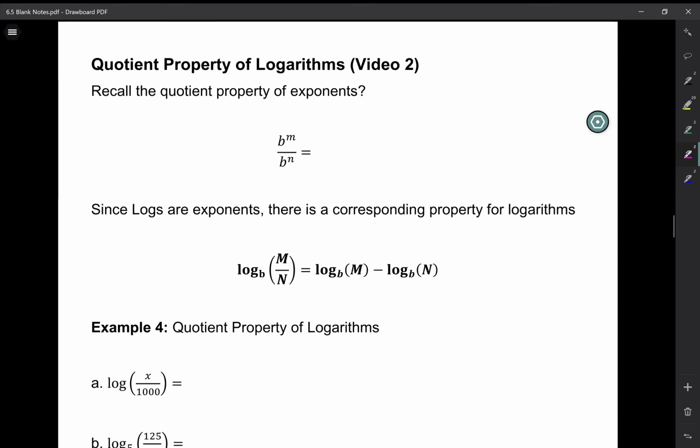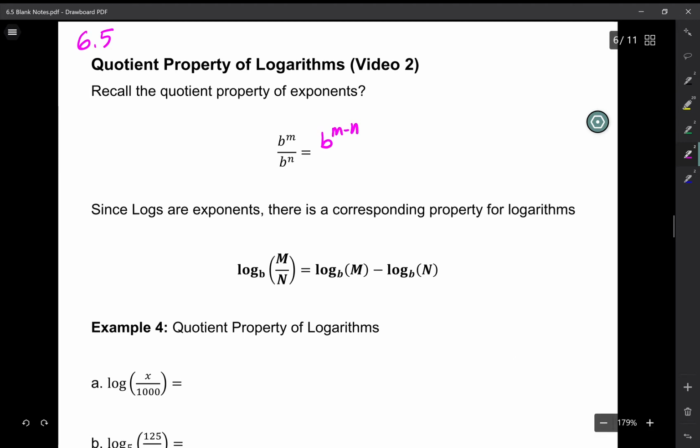All right, welcome back. This is still section 6.5, video number 2. And we're going to talk about the quotient property of logarithms. Do you remember the quotient property of exponents? If we have b to the m over b to the n, we get b to the m minus n.